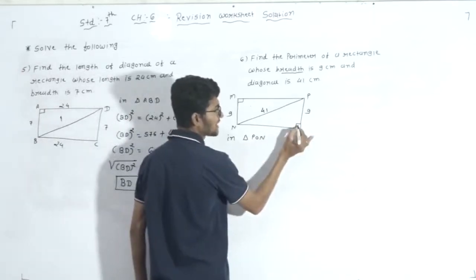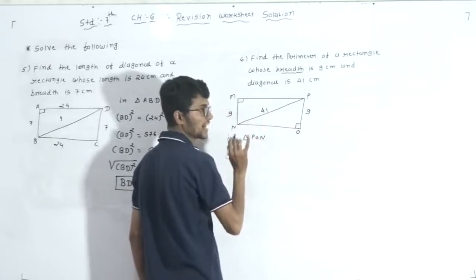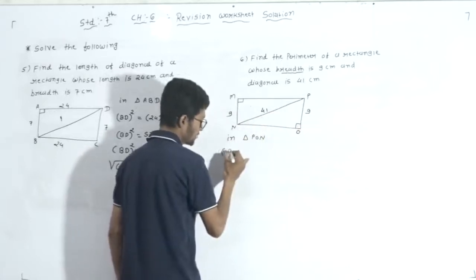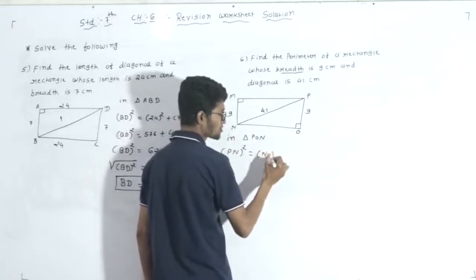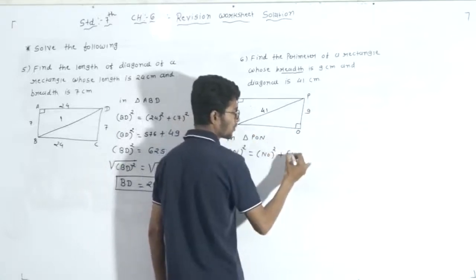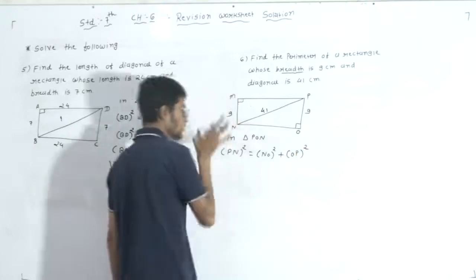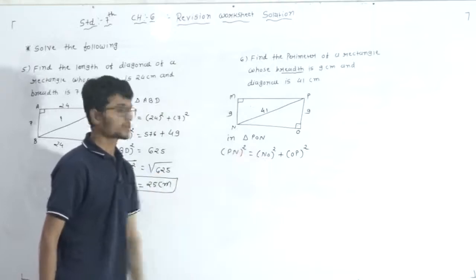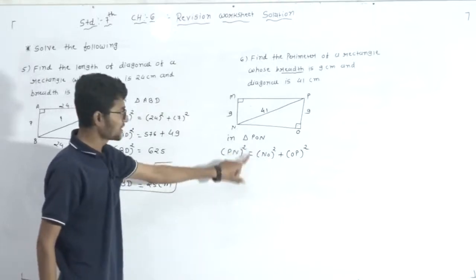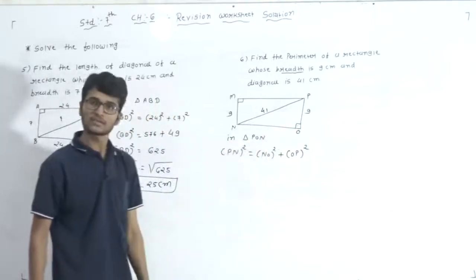So this one is the right angle. The side opposite the right angle is always the hypotenuse. It means, first of all, PN square is equal to NO square plus OP square. So using the Pythagorean theorem, hypotenuse square is equal to base square plus perpendicular square.